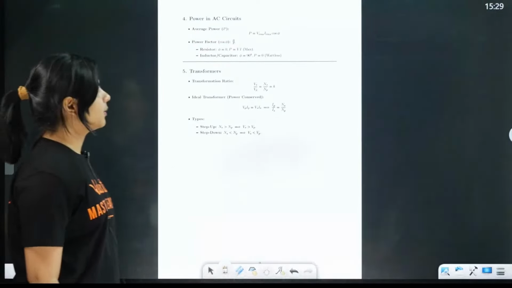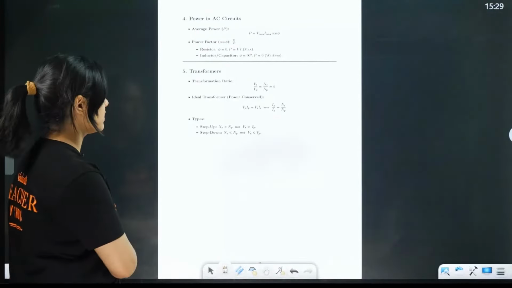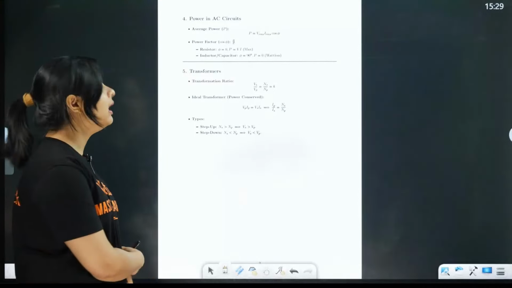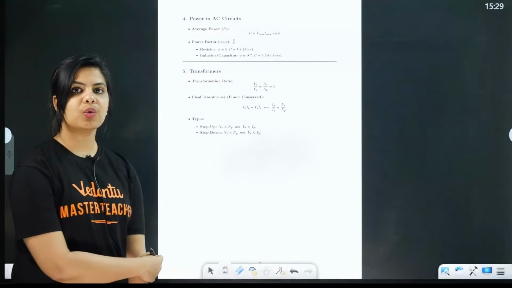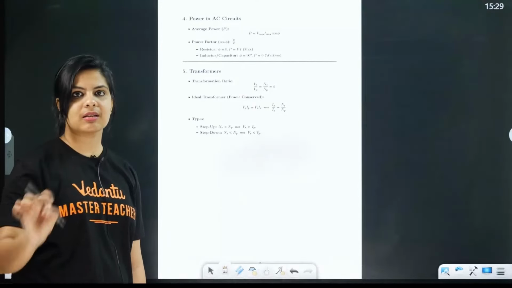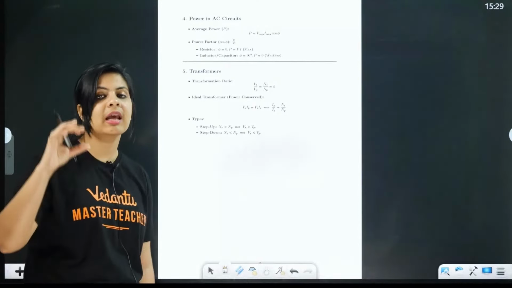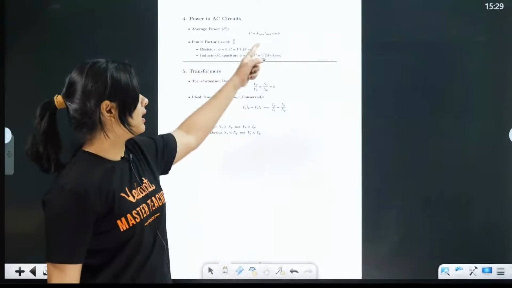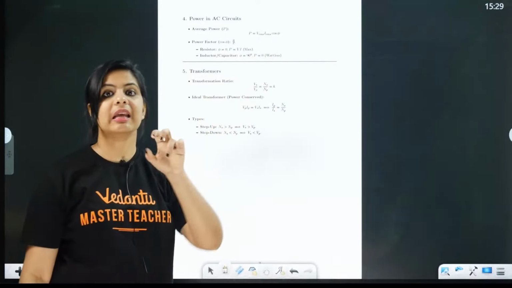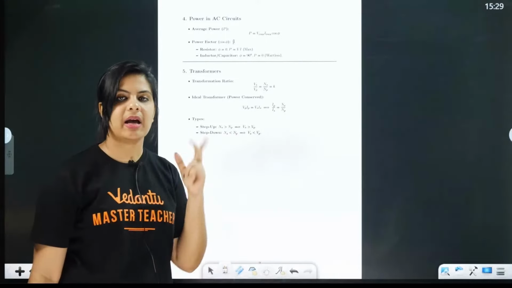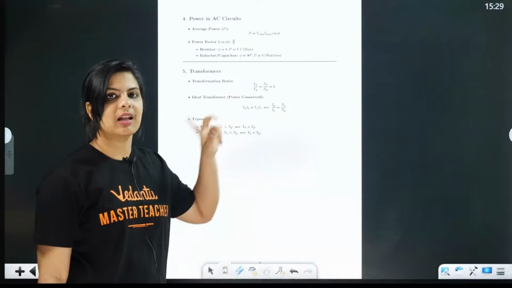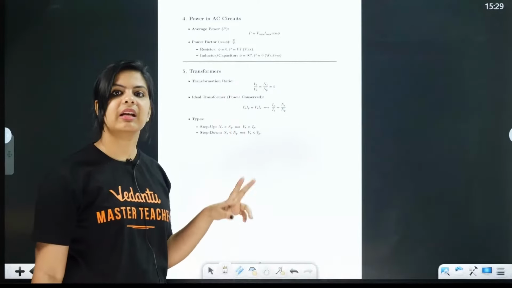Next, the power factor is R by Z, we already saw that. The average power, or true power or real power, is VRMS into IRMS into cos phi. Here, power loss happens only in the resistance, only due to resistance do we have power loss. In that case cos phi is 1 because V and I are in phase. But in capacitive and inductive circuits the phase difference is 90 degrees, so cos phi is 0 and there is no power loss in the capacitive and inductive circuit.